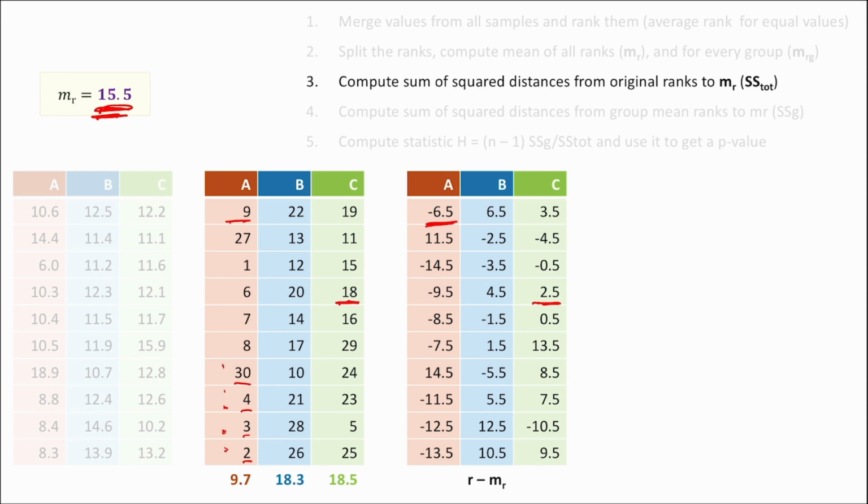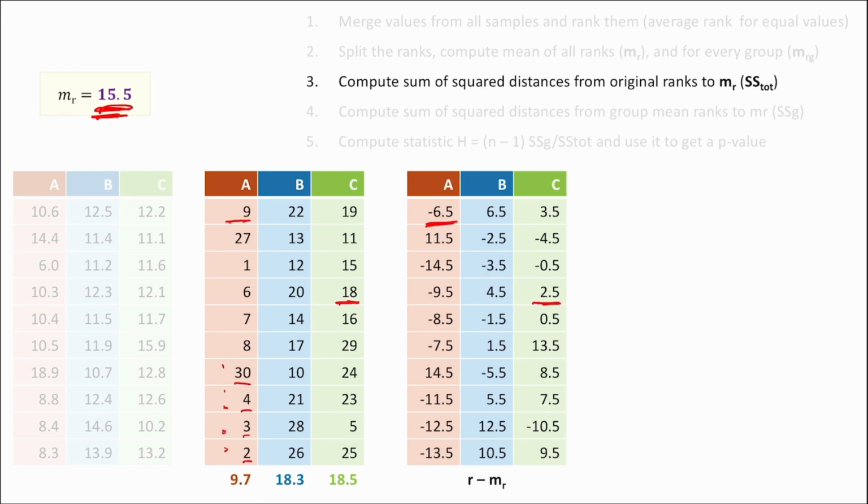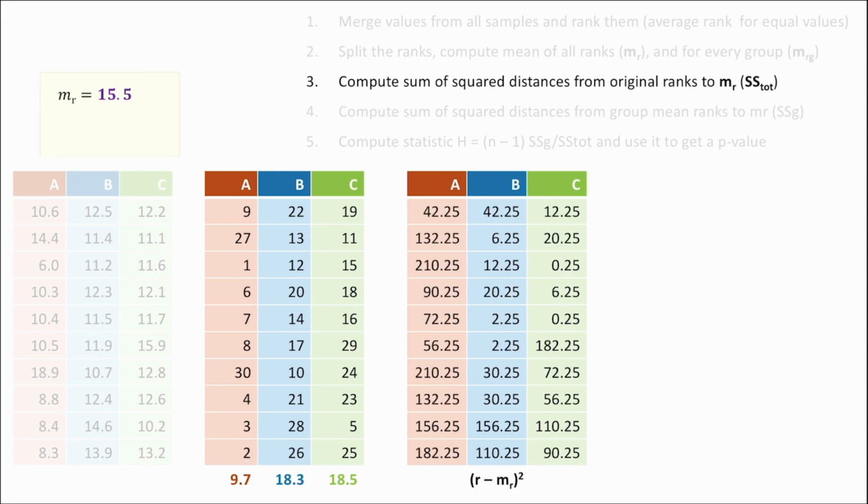Okay. After that, we need to compute a sum of squared distances. So we simply take squares. So minus 6.5 squared, for example, will be 42.25. So we simply square every value, and then we can sum all these values up to get a sum of squared distances for the original ranks. So this is the sum of squared distances for the original ranks.